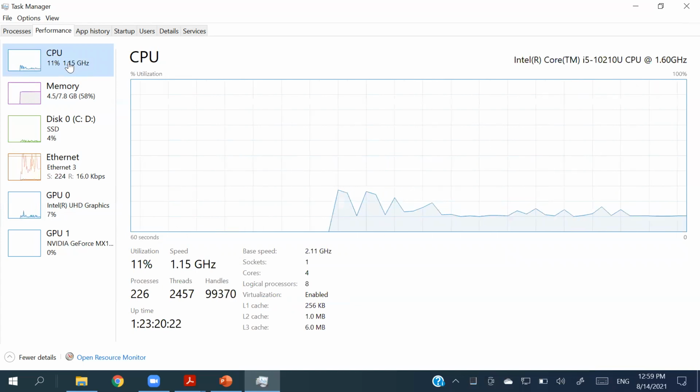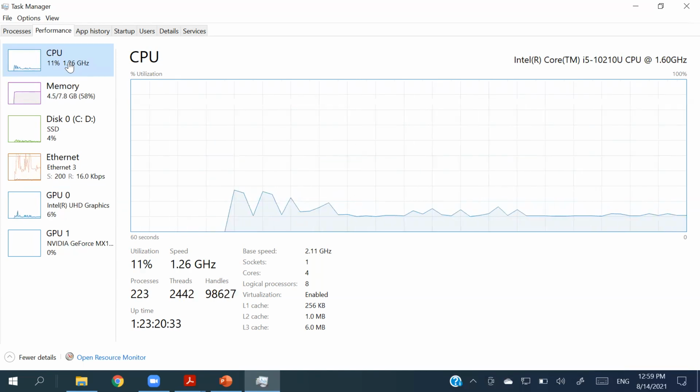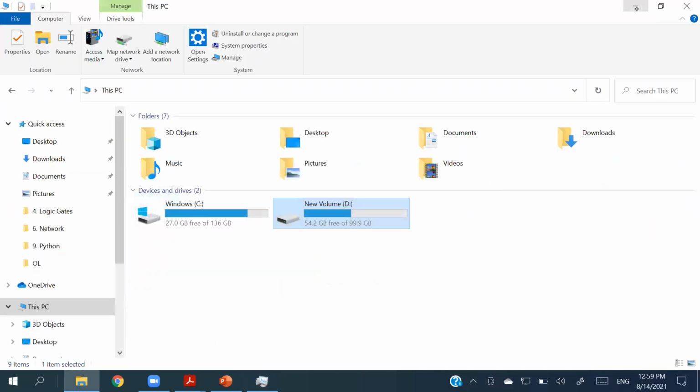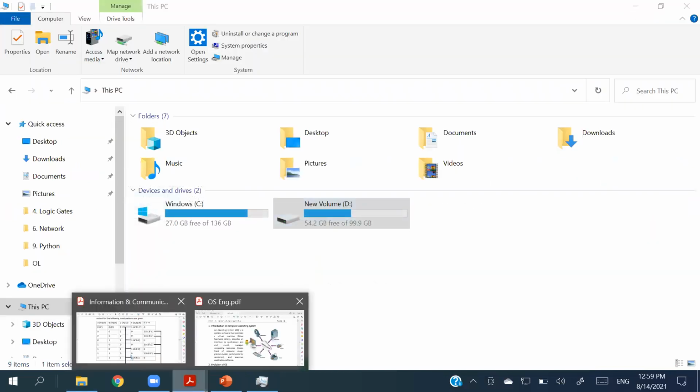So this is why the operating system is said to provide a virtual machine to the user. It can understand the user and interact with the hardware. That is what you call providing a virtual machine.